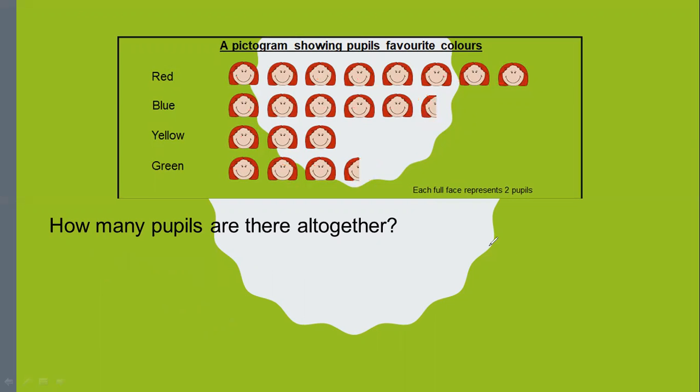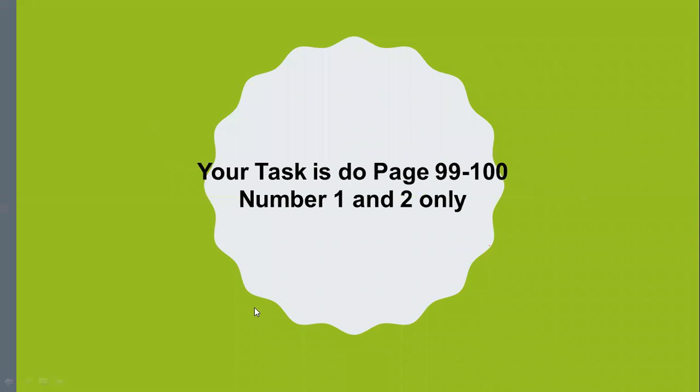Okay, students, if you still don't understand the topic, you might repeat the video. And then for more understanding, your task is to do pages 99 until 100, which is number 1 and 2 only. Actually, there are 3 numbers, but I am asking you to do just number 1 and 2 only.